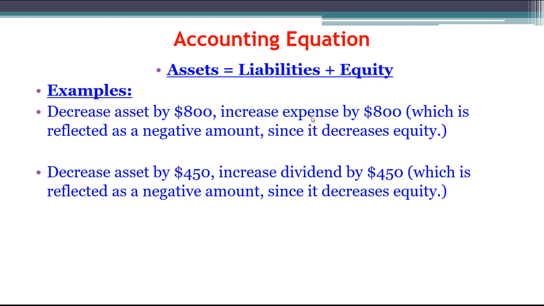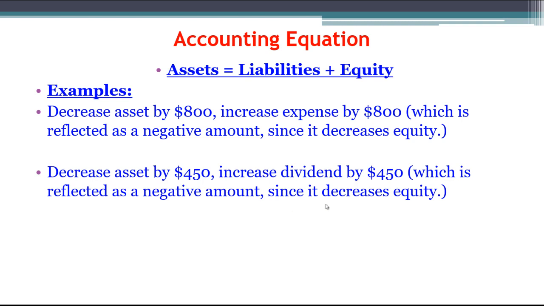So an increase to an expense decreases equity, which balances out with the decrease in the asset by $800. So expenses are always reflected as a negative amount. The same thing happens with equity or with dividend. The only difference is it doesn't impact net income.